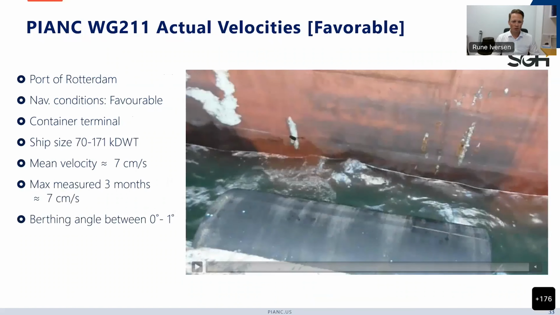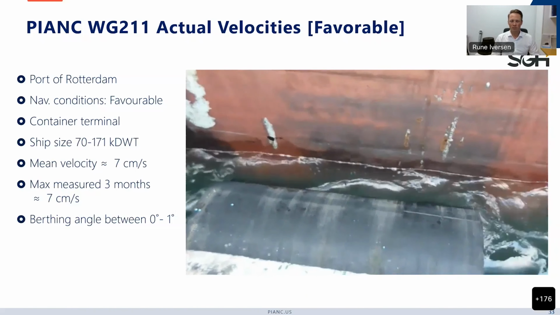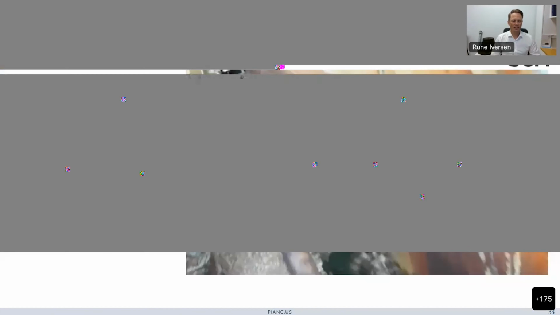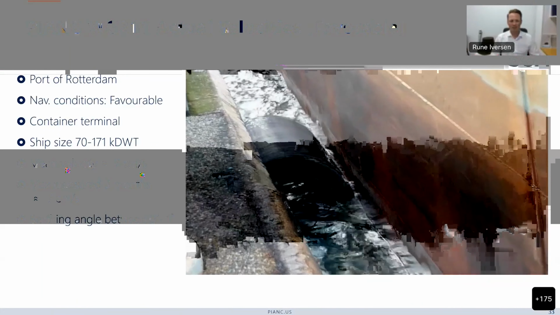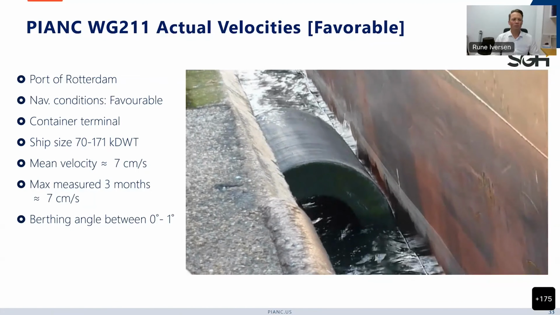So I'm going to show you guys a couple of videos that show what some of this looks like. The first video is from the Port of Rotterdam under favorable navigation conditions. It's a container terminal, with vessel sizes from 70 to 171,000 deadweight tons. Average velocity at this site is about 7 centimeters per second. There's a higher maximum recorded velocity. I see it says 7 here too. That must be a typo right there. But also generally very low berthing angles. As you can see, this is a very uneventful berthing happening at this site.